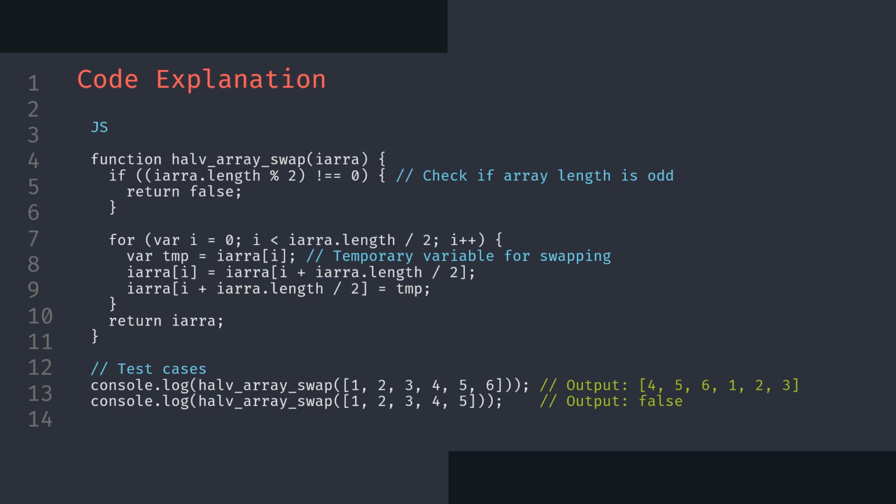If the array length is even, the program uses a loop to swap elements from the first and second halves of the array. It stores the current element in a temporary variable, swaps the elements, and continues until the loop completes. Finally, the function returns the swapped array.